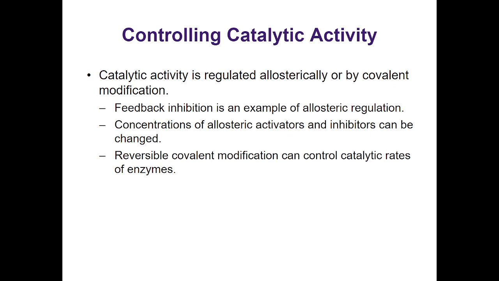Okay. Controlling catalytic activity. Catalytic activity is regulated allosterically or by covalent modification. Feedback inhibition is an example of the allosteric regulation. We have spent a few chapters doing that before. Concentration of the allosteric activators and inhibitors can be changed. We actually looked at that a bit in the different signaling pathways, didn't we? Where we were changing the activators and inhibitors in some of these processes. Reversible covalent modification control catalytic rates of enzymes. Again, we've covered all of these individually now. Now we're stitching them together into a full understanding.